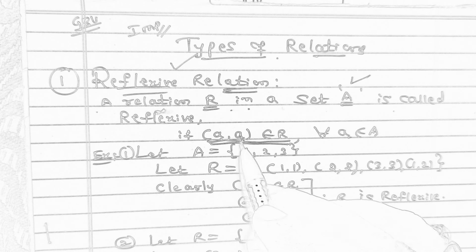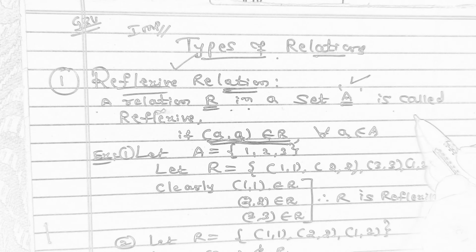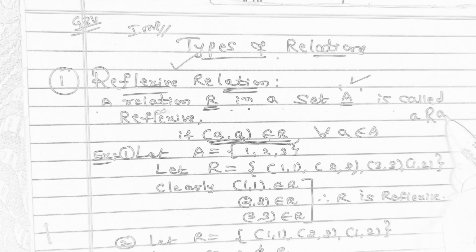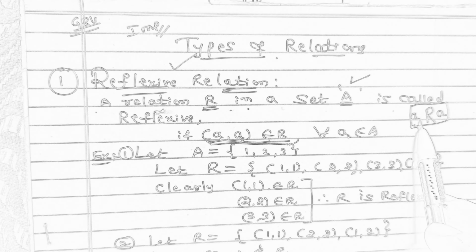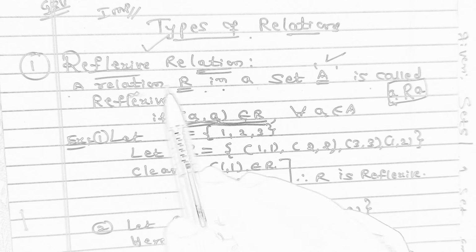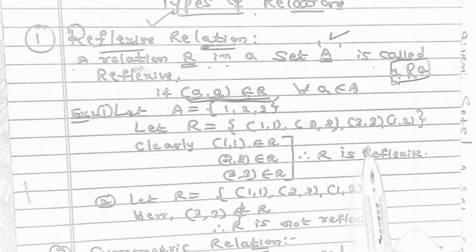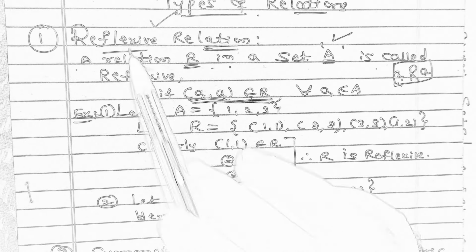So here I have written (a, a) belongs to R, or a is related to a itself. See, both are same here. If you take any element, that should be related to itself. Such type of relation is called reflexive relation. So carefully observe the example here for reflexive relation.